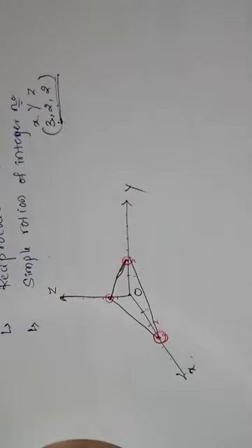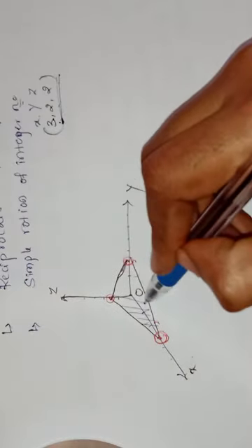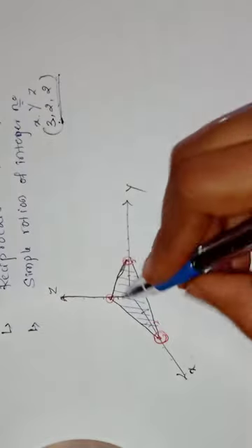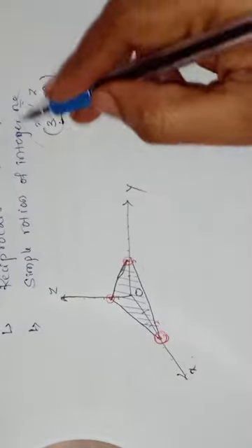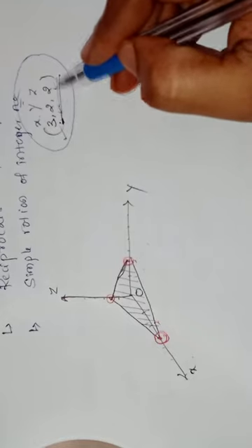The shaded part will be the intercepting plane of some crystal. They had given the intercepts as 3 2 2.